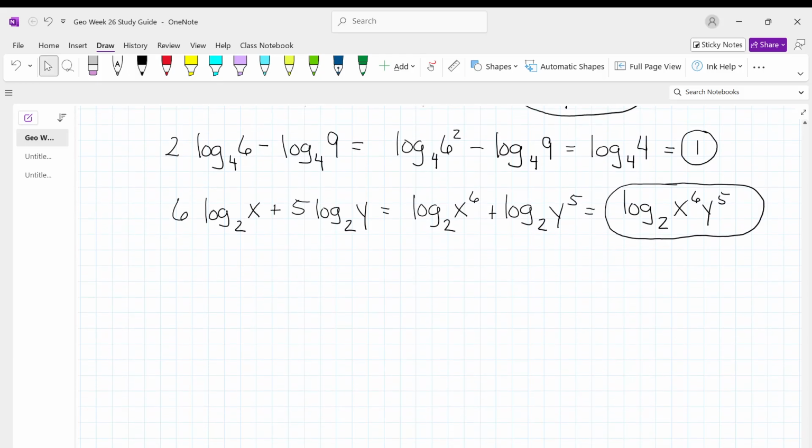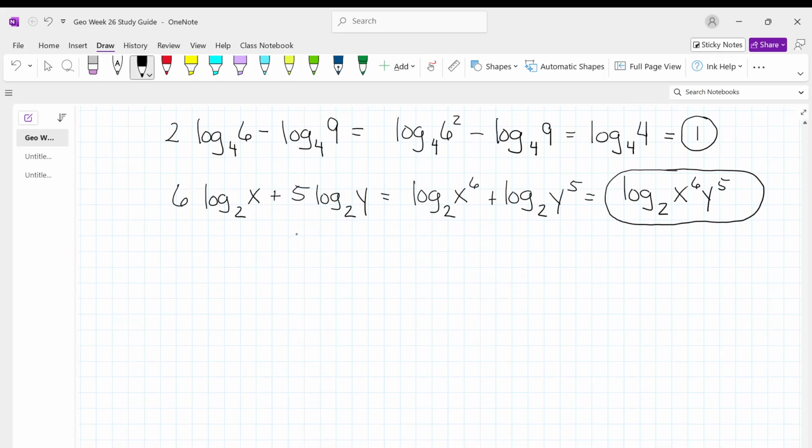All right, if there's no base, if there's not a number in the base location, then we imply it as 10. So log 7 plus log 2. All right, our bases are the same. They're 10, but it's implied, it's not written. So addition means product property, so we just get log 14.